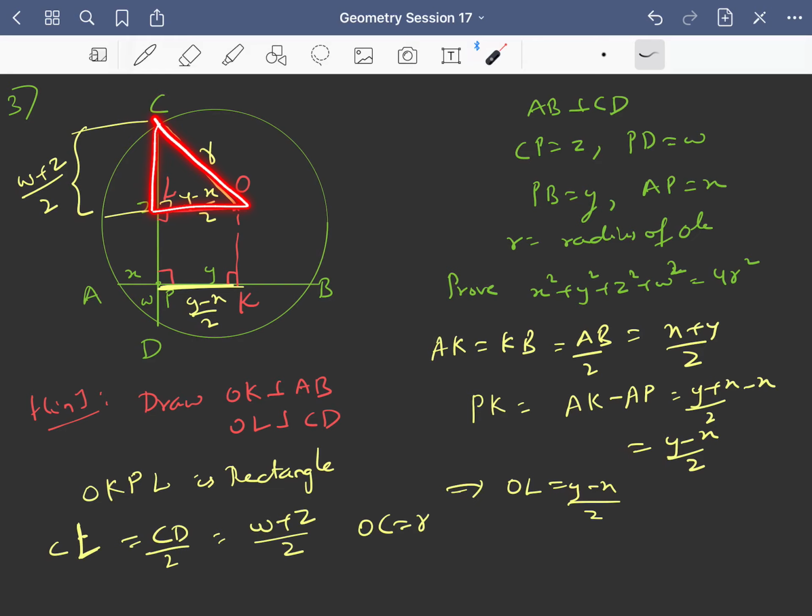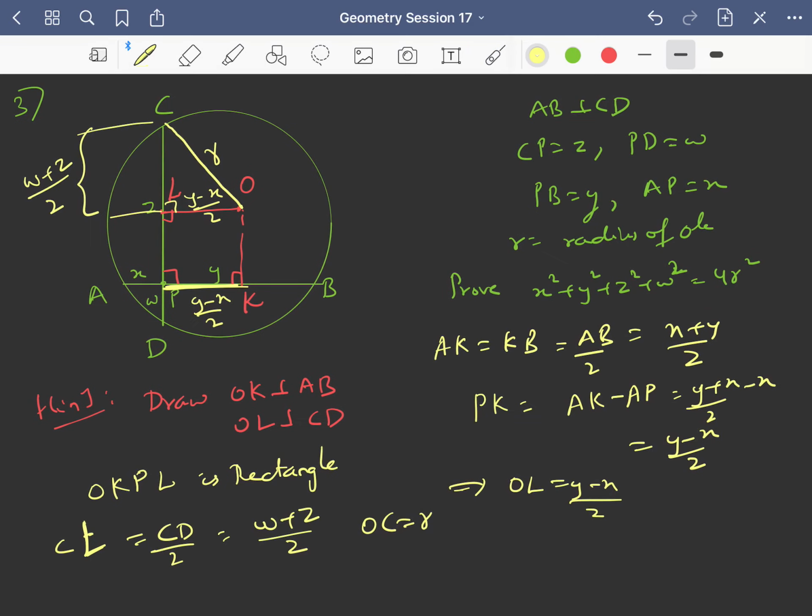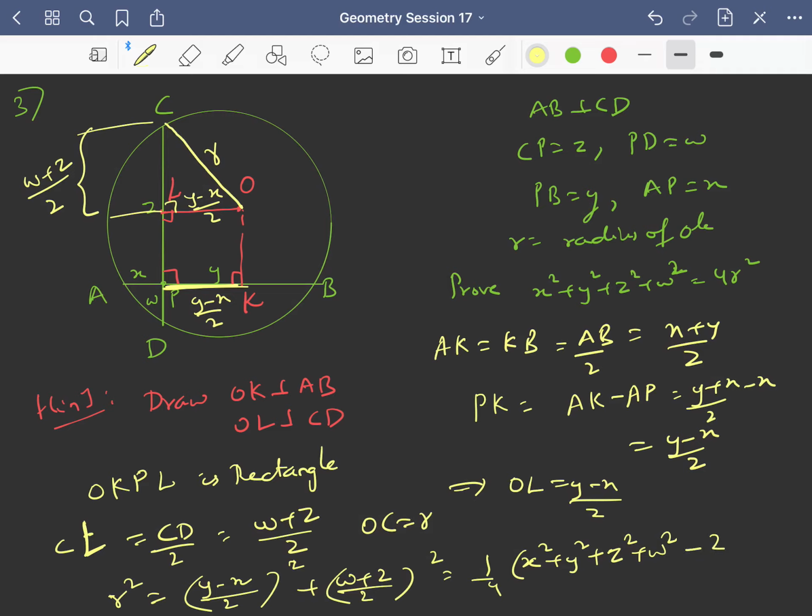So now just pause the video again and use the Pythagoras theorem in this triangle CLO to get the result. Yes, so if you use the Pythagoras theorem, you can clearly say that R square is equal to ((Y minus X) over 2) whole square plus ((W plus Z) over 2) whole square. So this is 1/4 of X square plus Y square plus Z square plus W square minus 2XY plus 2WZ.